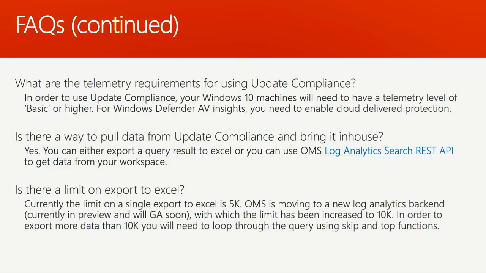There was one other question that we didn't see in the demo, because the demo only had 5K machines. The question is around the limit of how much you can export at any given point in time. The current limit for a single export is 5K. We're also moving to the new Log Analytics backend when we GA next month, which increases that limit from 5K to 10K. But if you have a lot of data you want to bring through Excel, you can still do it by looping through with the skip and top functions. Let's say you had 30,000 machines you wanted to export to Excel. You would just run that query 3 times within the log search, and you'll be able to get your whole data set in Excel.